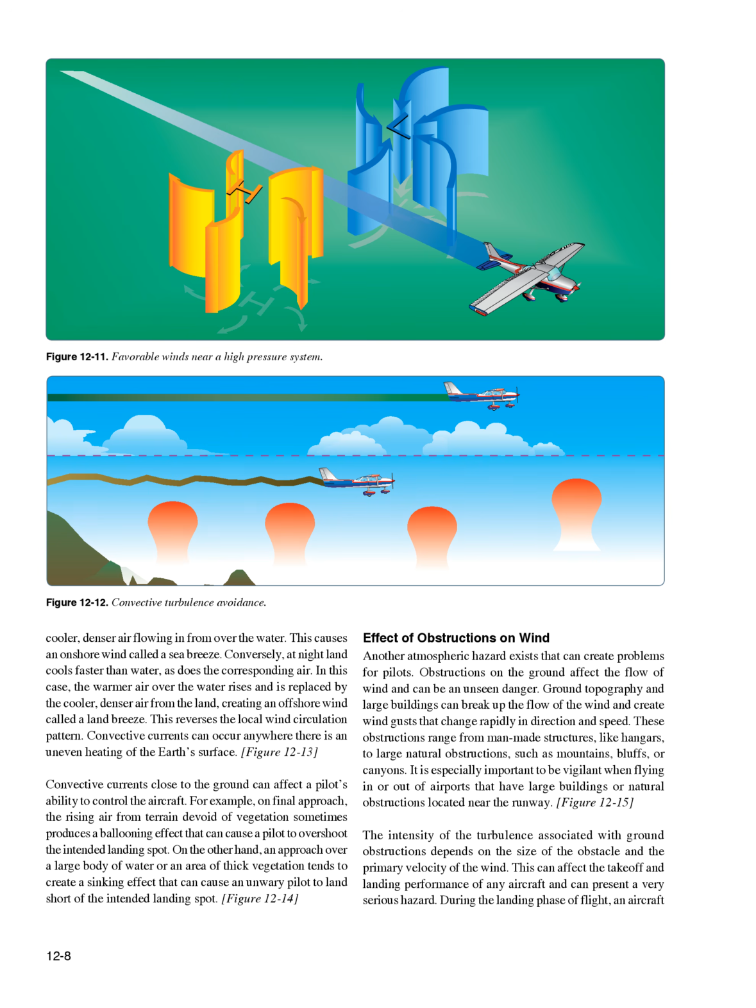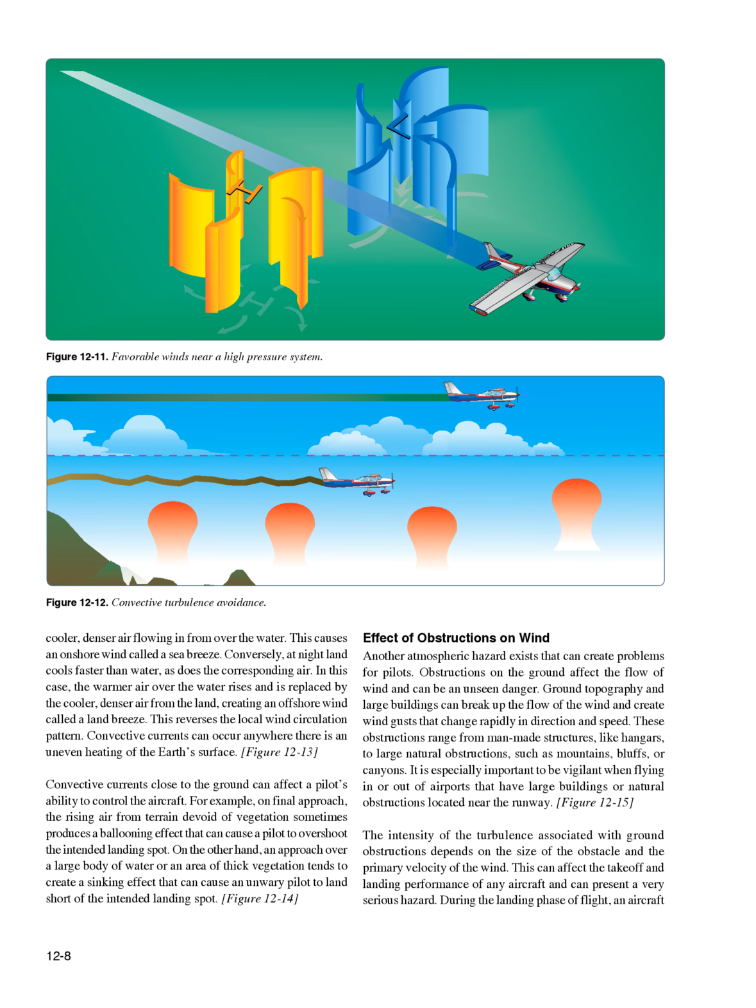These obstructions range from man-made structures, like hangars, to large natural obstructions, such as mountains, bluffs, or canyons. It is especially important to be vigilant when flying in or out of airports that have large buildings or natural obstructions located near the runway. Figure 12.15. The intensity of the turbulence associated with ground obstructions depends on the size of the obstacle and the primary velocity of the wind. This can affect the takeoff and landing performance of any aircraft and can present a very serious hazard.